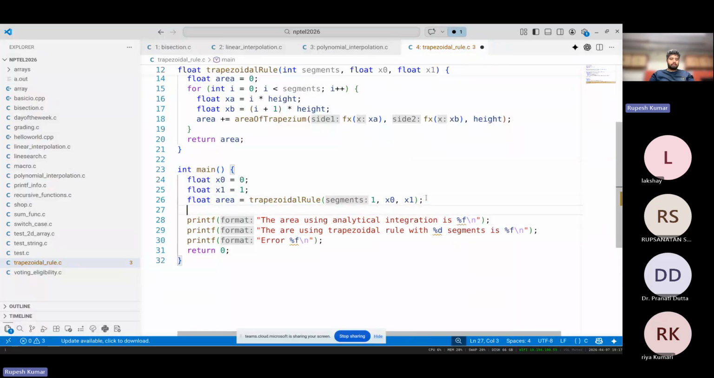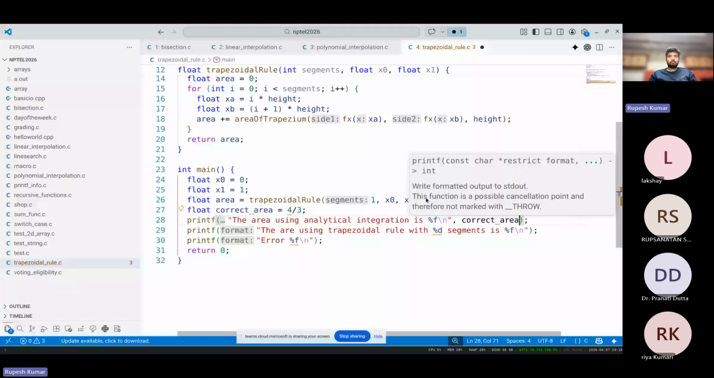So let's declare float correct area that we have already computed, which was x cube by 3 plus x, right? x cube by 3 plus x. So set x equals to 1. So 1 by 3 plus 1 minus 0. So it is 4 by 3, right? The correct area is 4 by 3, right? So the area using analytical integration is correct area.